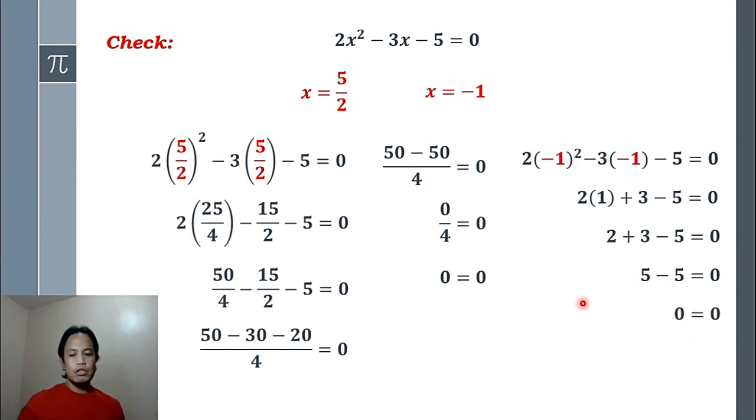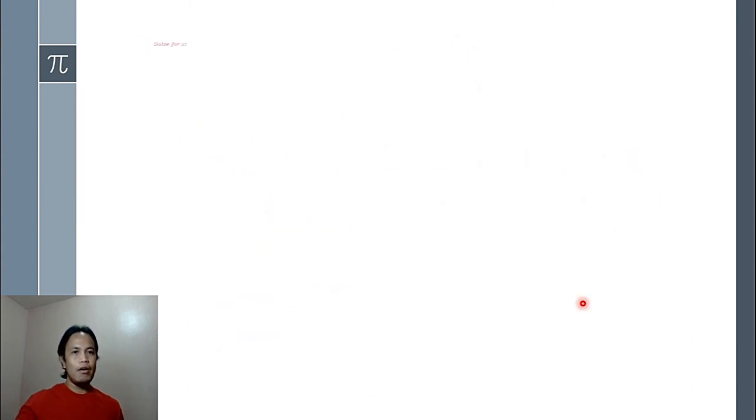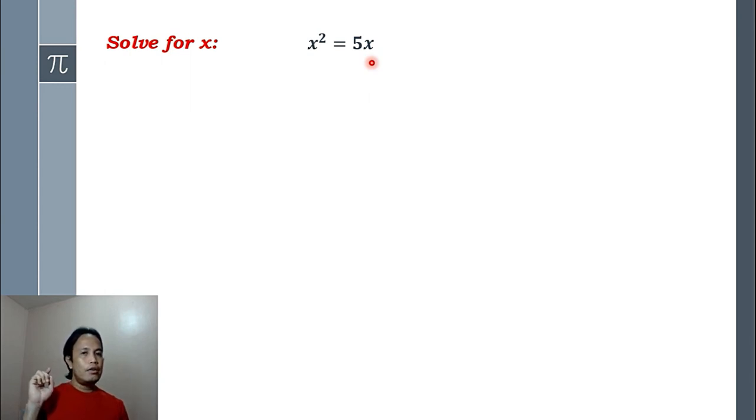Now let's proceed to our last example. How about we are given this equation? X squared equals 5x. So as you have observed, this equation is not in its general form, because a general form should always be equated to 0. And since we have here the 5x at the right side of the equation, the right side of the equation should always be equal to 0.